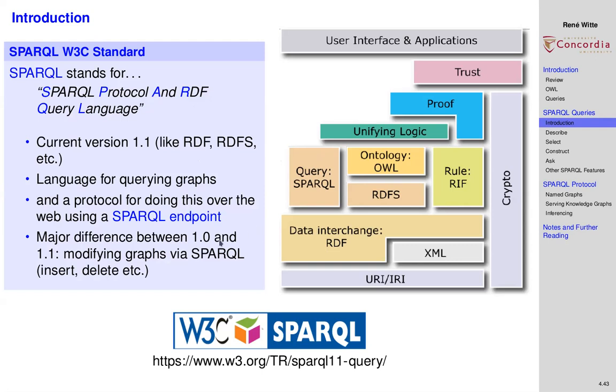As a side note, what's the main difference between 1.0 and 1.1? Well, there are a lot of minor extensions, but one important difference is that in 1.0, it was just possible to query graphs. And since 1.1, you can also modify graphs using SPARQL. For example, you can insert or delete triples using SPARQL.